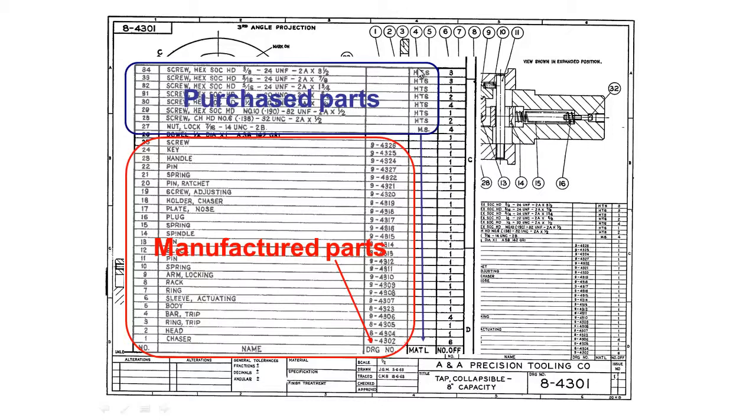What we do have though is a material. Now we don't necessarily have materials for our manufactured parts because some of these could be multi-component parts made out of several different materials. But as for our purchased parts, you can see here we've got HTS, so that stands for high tensile steel, and for our nut here we've got mild steel, MS.